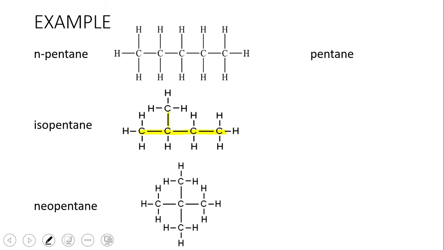And if we count from the left side here, it is going to be at position number 2. Notice that if we were to count from the right side, it would be at position number 3. Therefore, we would call this compound 2-methylbutane, because in this case, the longest continuous chain is 4 carbons, so that would be butane.